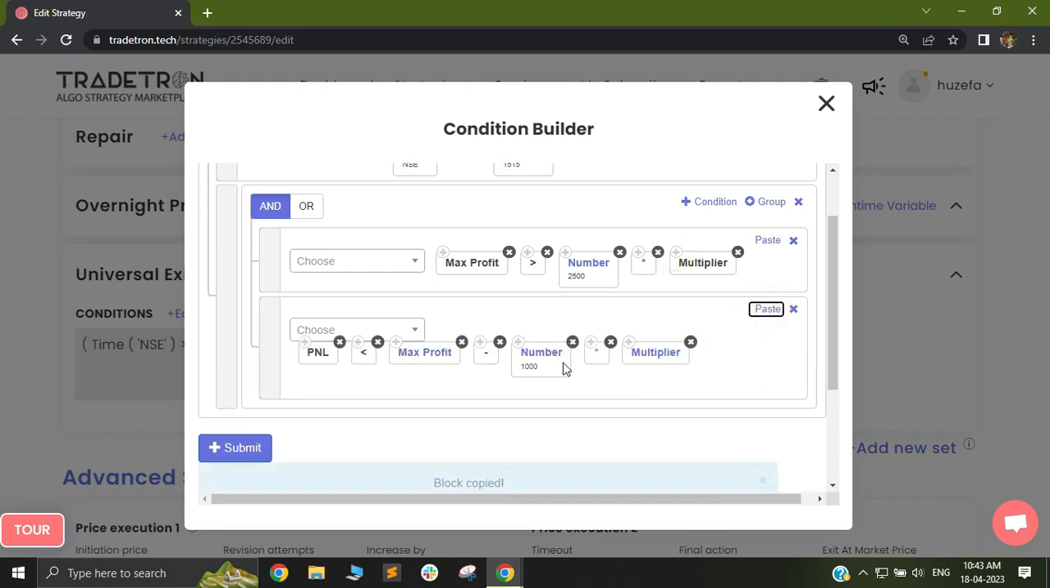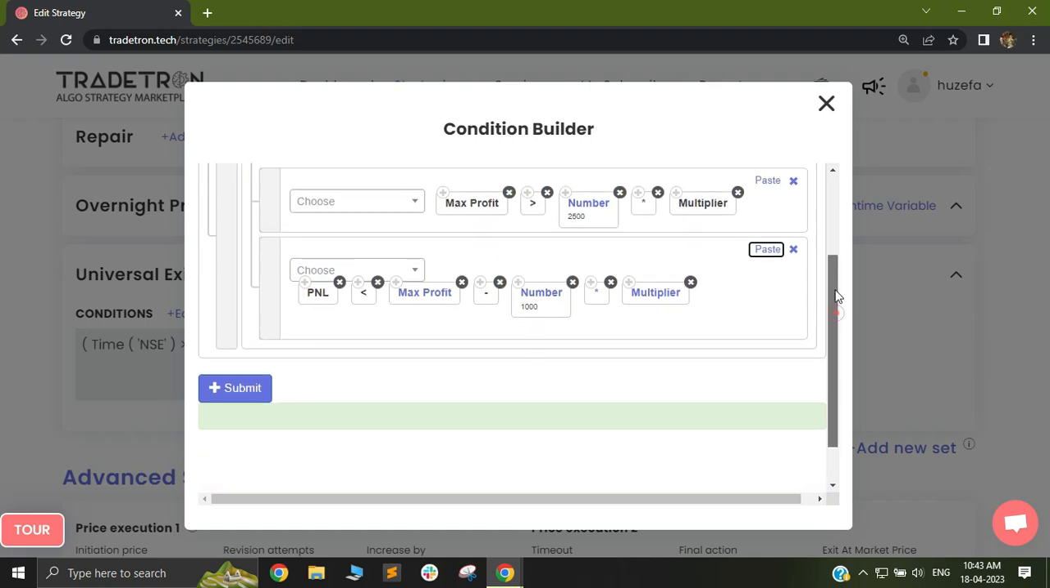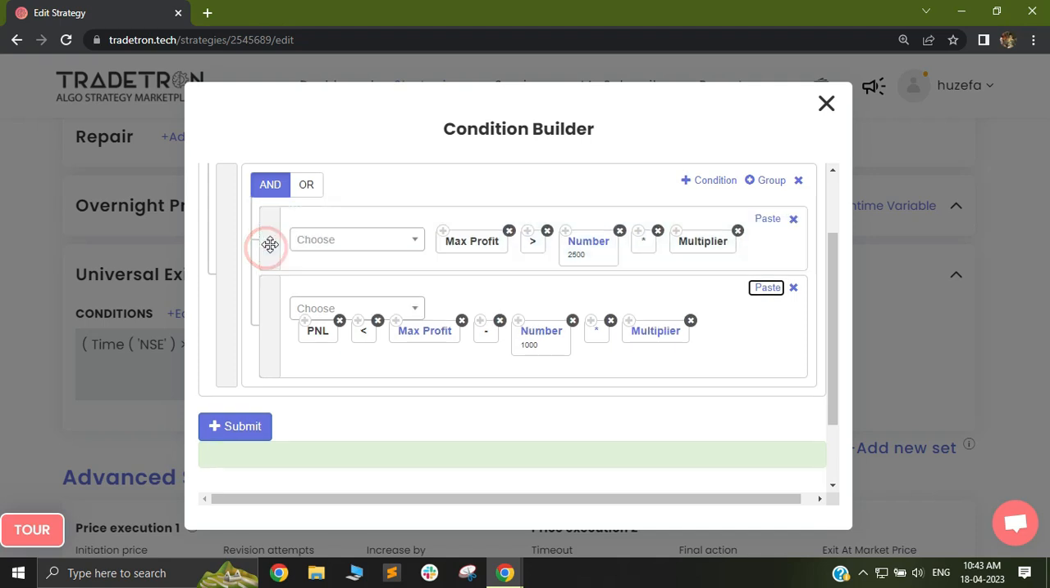By using this particular trailing stop loss method, you are basically making a trigger out here. So this 2500 is basically a trigger value. Once the profit is above 2500, in that case your trailing stop loss will begin. Now after going to 2500, if your profit comes down 1000 rupees from the 2500 value, in that case your exit will happen. So this way you are able to lock a profit of 1500 rupees.